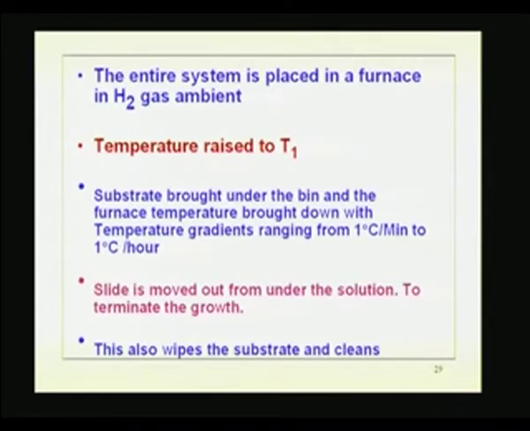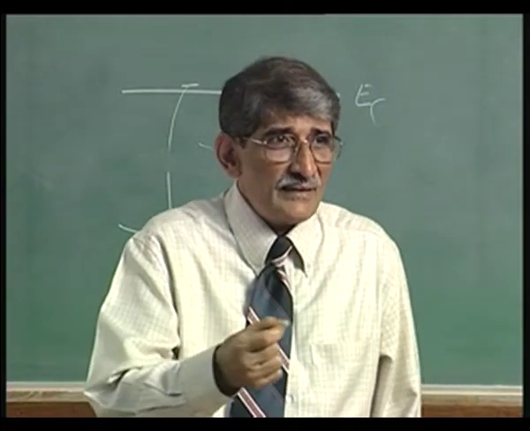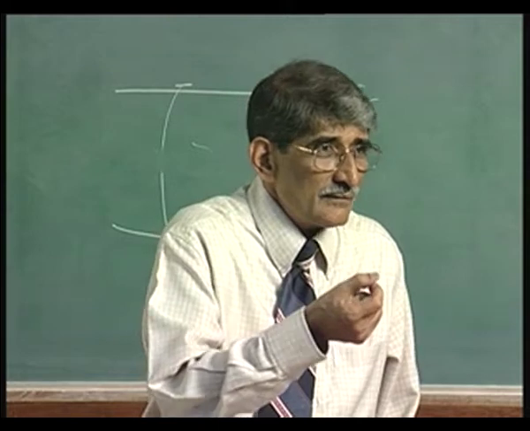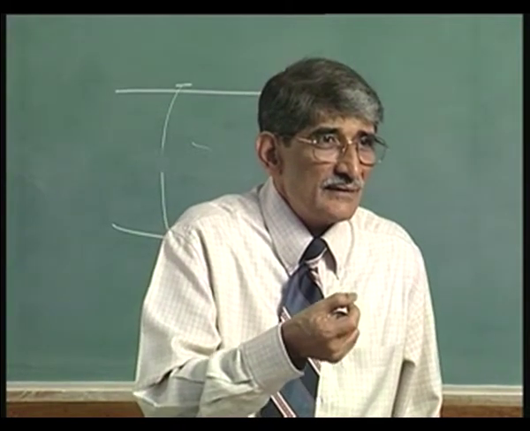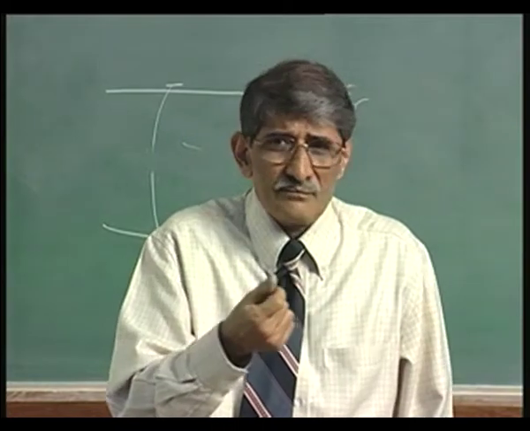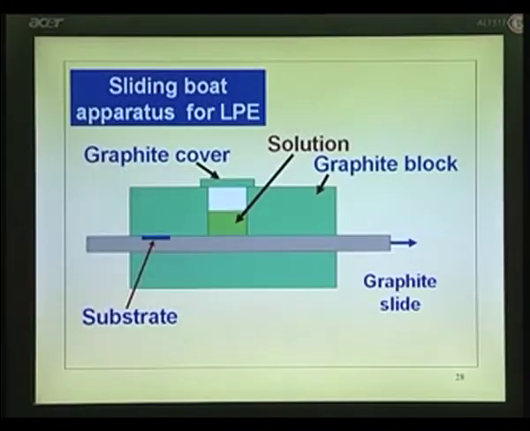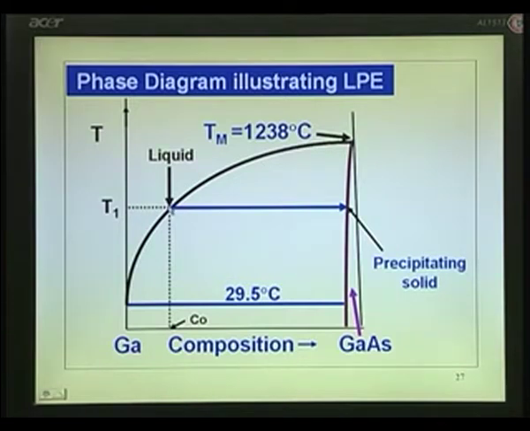Now, the substrate is brought under the bin, and the furnace temperature is brought down with a temperature gradient ranging from 1 degree centigrade per minute or 1 degree centigrade per 1 hour. Can you imagine that? I want to drop the temperature, programmed such that the temperature falls from 700 degree centigrade to 699 in 1 hour. So, it is a very small change. Why? Because you want to remain at that level, at the same time you want the gallium arsenide to freeze onto the surface.